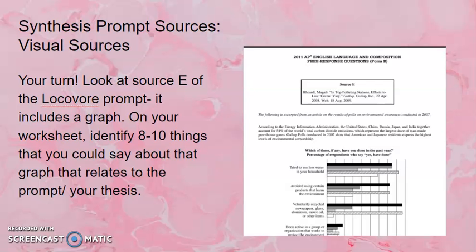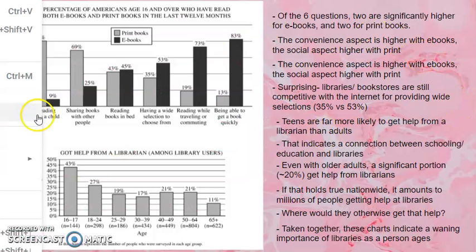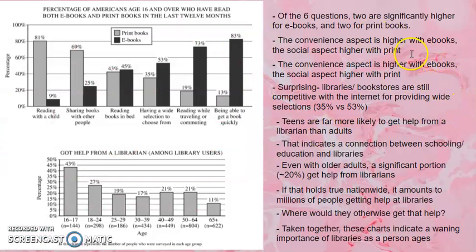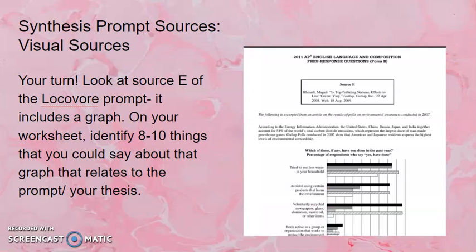So, your turn. Look at source E of the locavore prompt. That includes a graph. And on your worksheet, I want you to identify 8 to 10 things that you could say about that graph that relates to your prompt or your thesis, your working thesis you created yesterday. So doing something like this where you just create a nice little list of things that you notice about that visual information that you could use in your essay. All right, good luck.